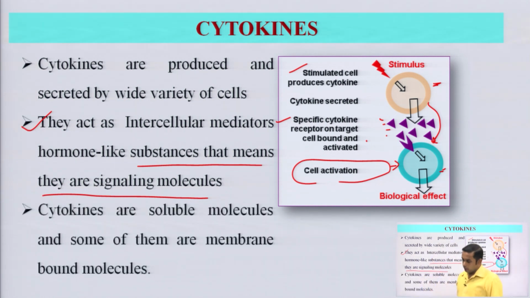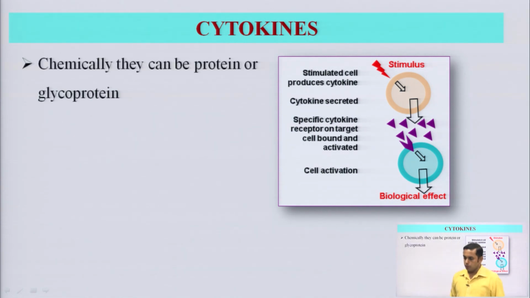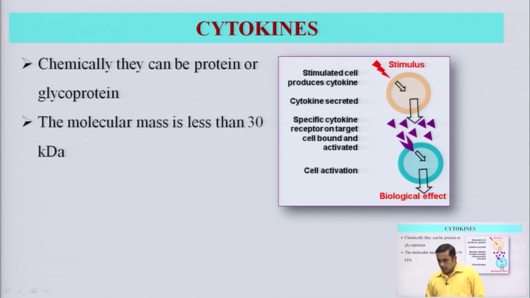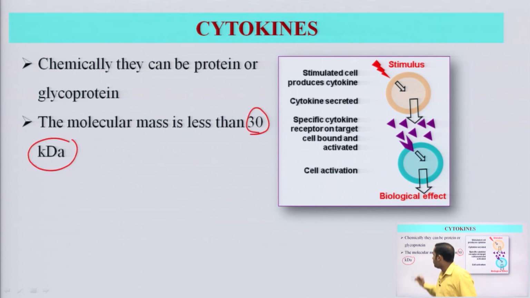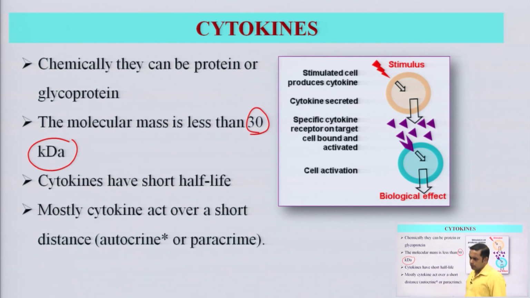Cytokines are mostly soluble molecules, and some of them are membrane bound molecules. I have lots of things to tell you about cytokines. Chemically they can be proteins or glycoproteins, and their molecular mass is less than 30 kilodalton. It means these will be very small. Cytokines have a very short half life, and mostly cytokines act over a short distance, like autocrine or paracrine. Now, what is autocrine and paracrine?